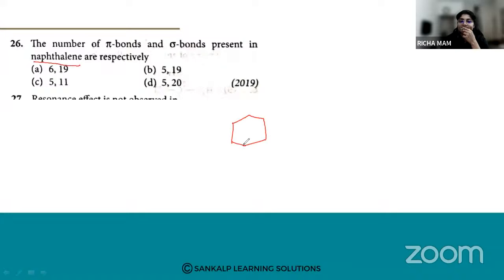What is naphthalene? This is benzene, right? This is benzene. One more ring fused, then this is naphthalene. If one more ring is fused, then it is anthracene. Okay, it is anthracene. So, this is our naphthalene. Calculate the number of sigma bonds and number of pi bonds.